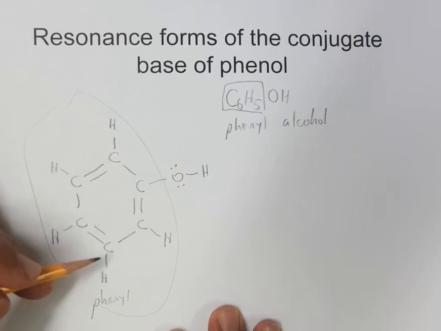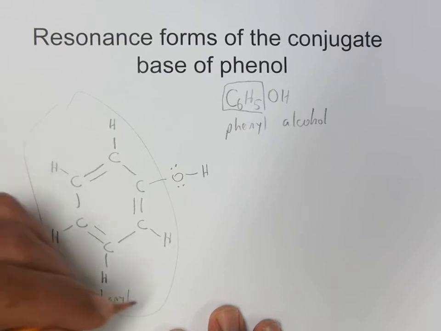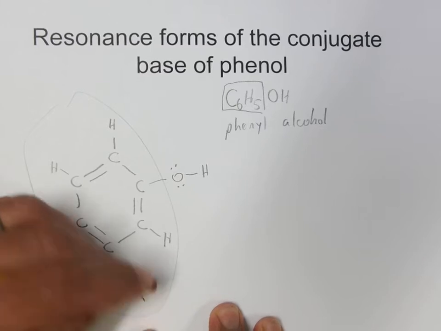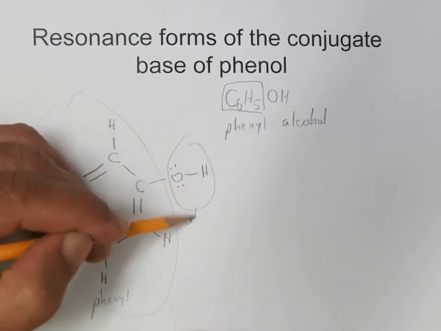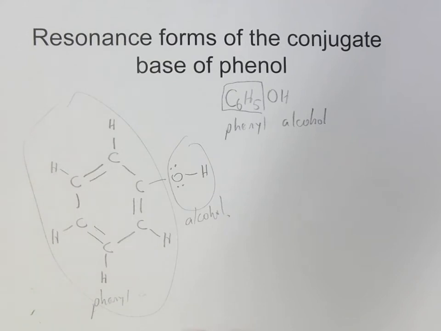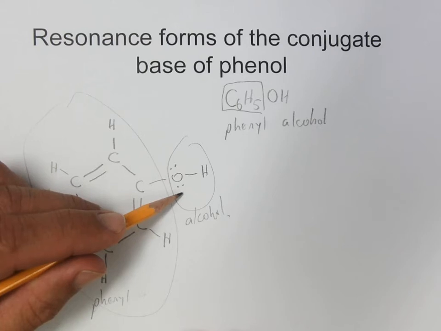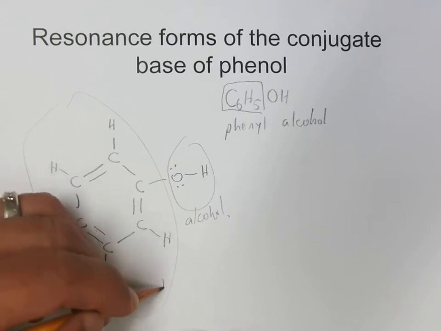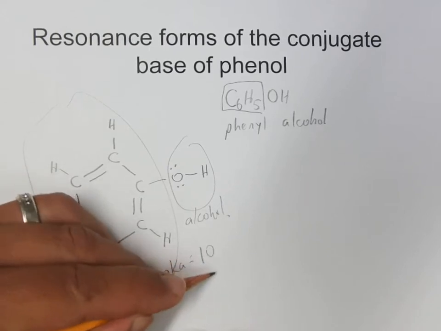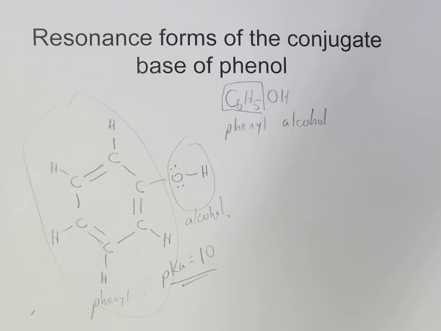Now phenol is acidic, right? Phenyl alcohol. Here's the phenyl group, which I circled there. This is the alcohol group, so you can see where the name phenyl alcohol would come from. A normal alcohol group has a pKa of about 16. But when you attach the phenyl ring, that makes the pKa lower, so it's more acidic, with a pKa of 10. Where we're going to get into the resonance effects is by drawing the structure of the conjugate base and then looking at the various resonance forms of the conjugate base.